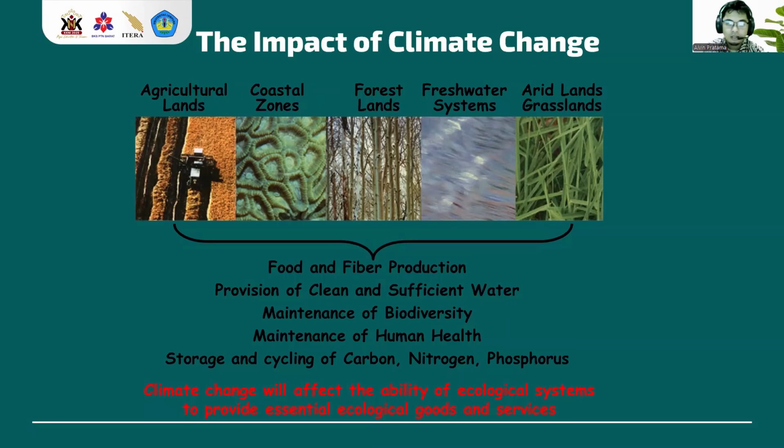But climate change is disrupting all of this. Rising temperature, changing rainfall, sea level rise, and extreme weather threaten the stability of these ecosystems. As a result, the production of food and clean water is at risk. Biodiversity is declining, which means many species, especially plants and animals, are struggling to survive. And this also affects human health, especially in areas that depend on nature for food, medicine, and water.